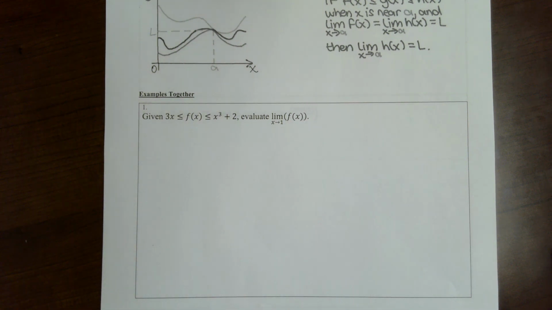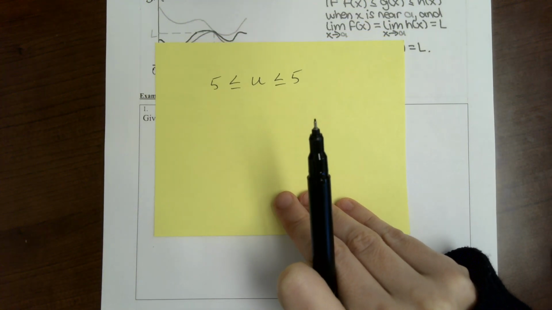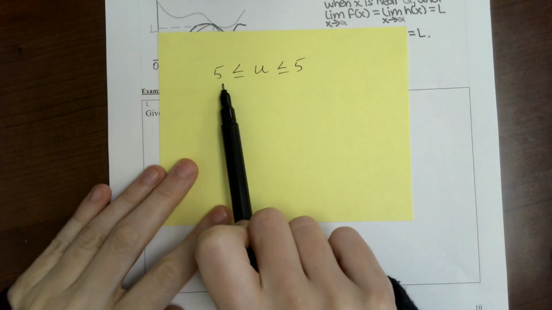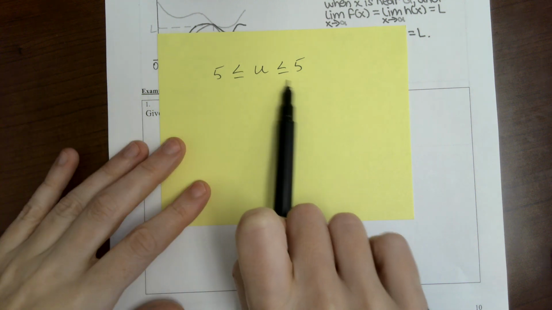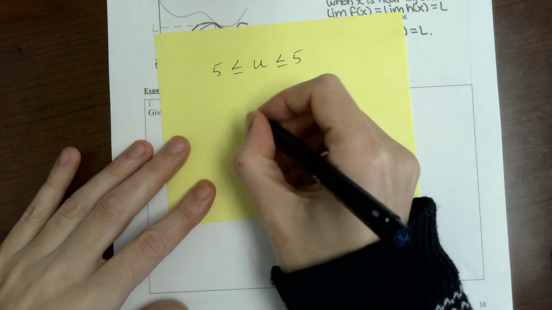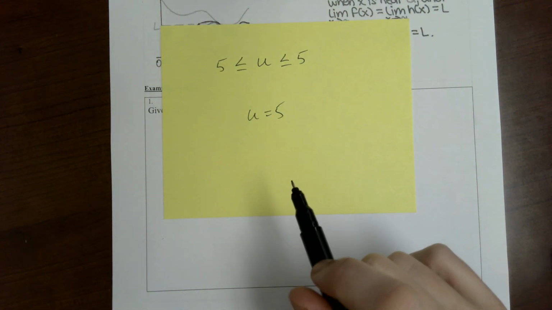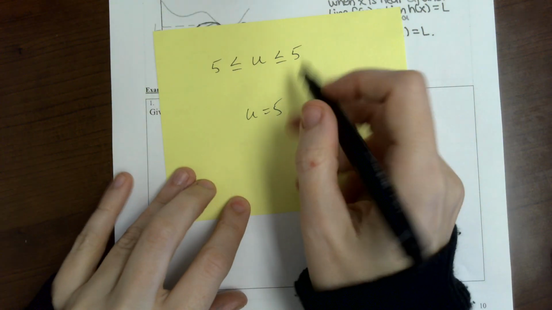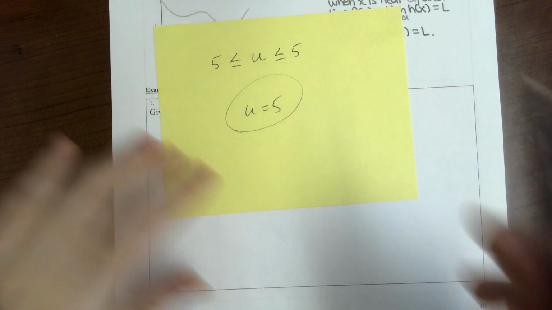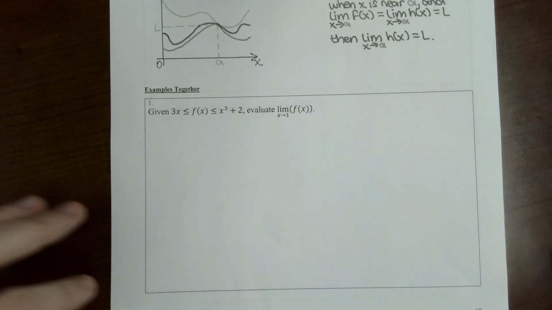The big idea behind the squeeze theorem is this. If 5 is less than or equal to u, which is less than or equal to 5, what we can conclude is that u is equal to 5. I'll just let you think about that, and if you want to discuss it further in class, we absolutely can. But that's a conclusion we can make from this two-part inequality.